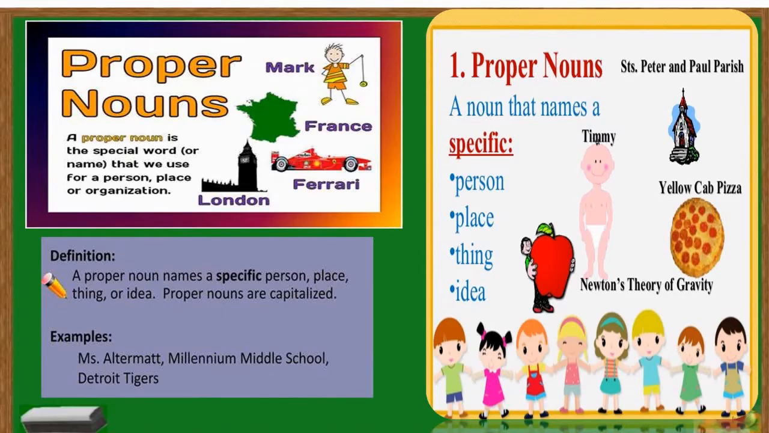Proper noun. A proper noun is the special word or name that we use for a person, place or organization. On your screen, you can see the proper name of the boy, country name, car name and the image name. So all this is a proper name given to person, place, things, etc. In short, a proper name is given to a specific person, place, thing or idea. And one more important thing is that a proper noun always starts with a capital letter. So students, on your screen you can see many examples related to proper noun.